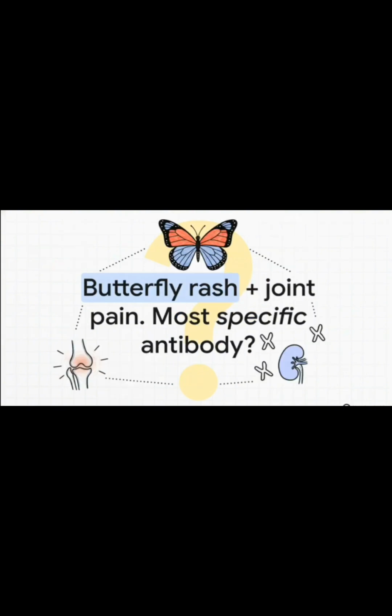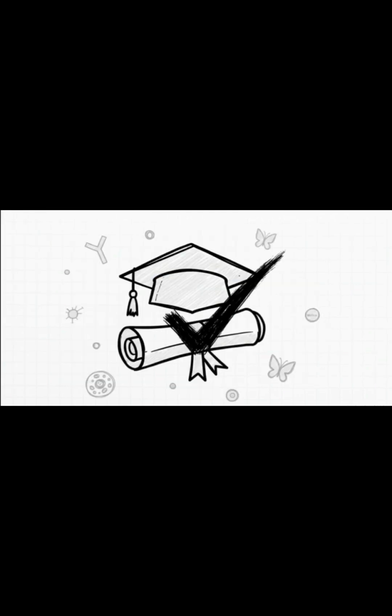Answer C. And for our last case, a young woman with a butterfly rash, achy joints, and kidney problems. I mean, that's a classic presentation for SLE. But the question asks for the most specific antibody. This is a classic USMLE trick. Almost every lupus patient will have a positive ANA, but it's not specific. Antihistone points you toward drug-induced lupus. The one that really locks in the diagnosis of SLE, the most specific one, is anti-Smith. That's your answer C. And there you have it.